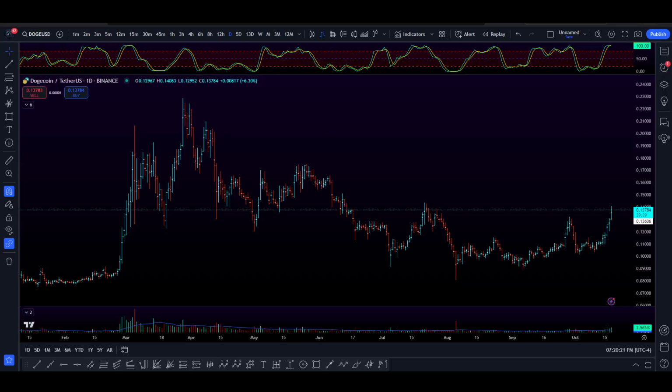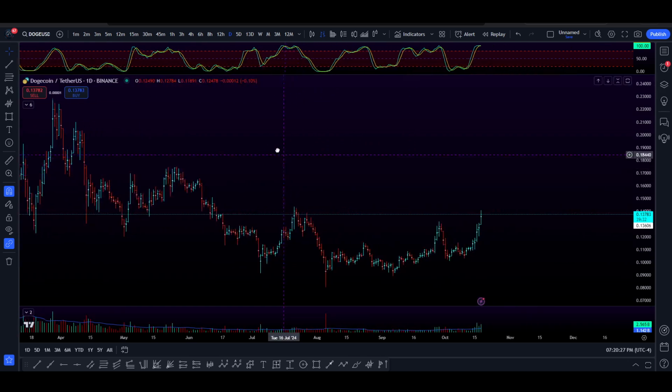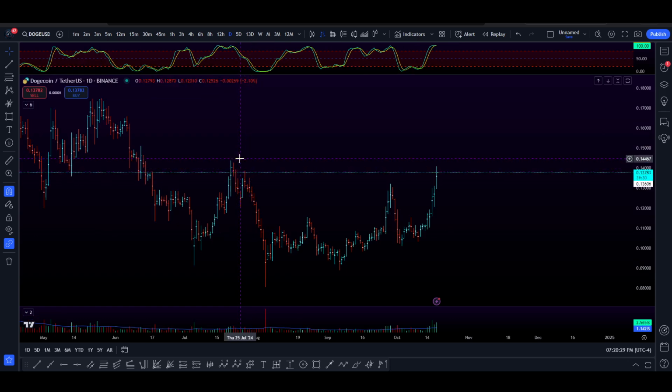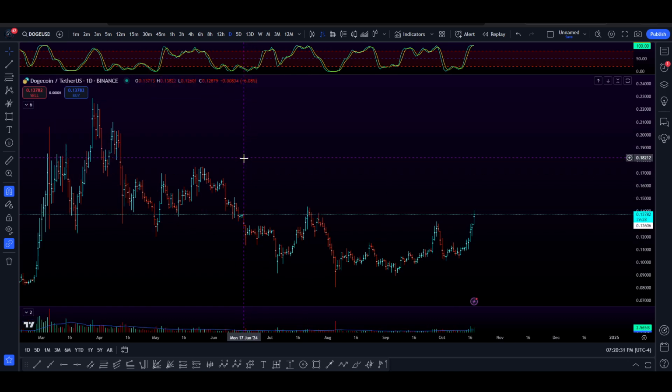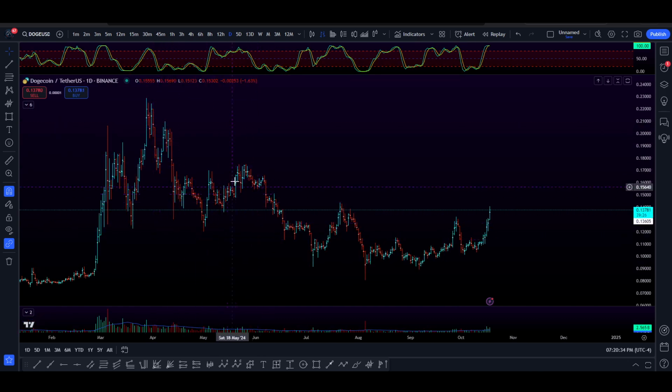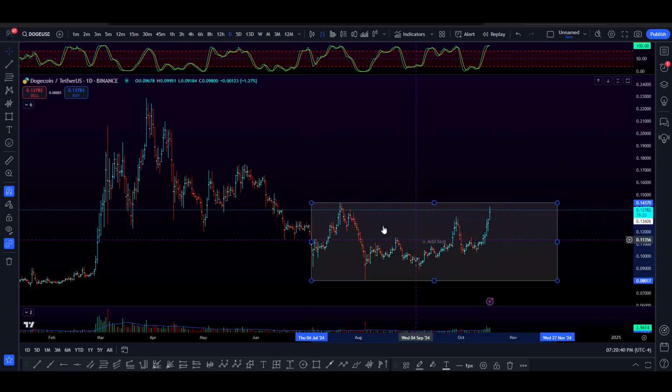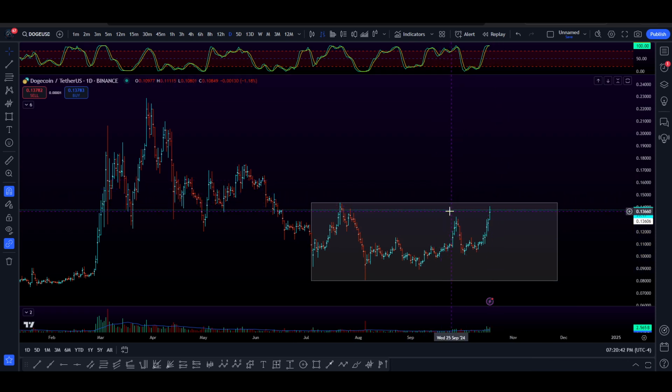Today I wanted to go over Dogecoin, USDT on the Binance chart. So, a very quick, semi-in-depth analysis. As you can see, very bearish market structure. We seem to have found a bottom. This is now the new range, and we're attempting to break out of this range, right?